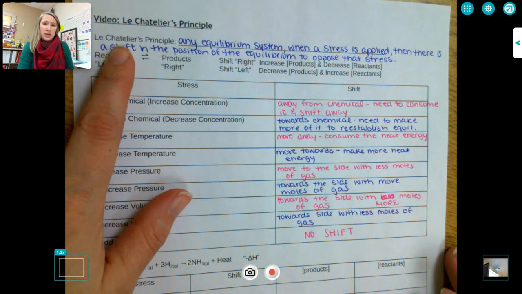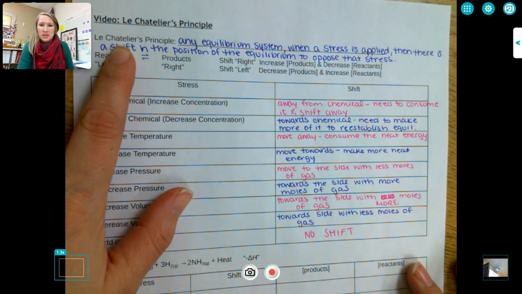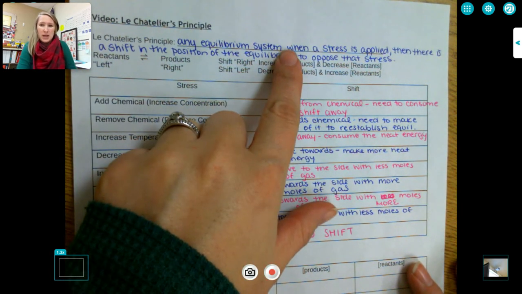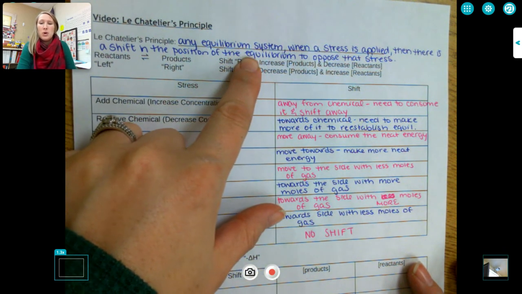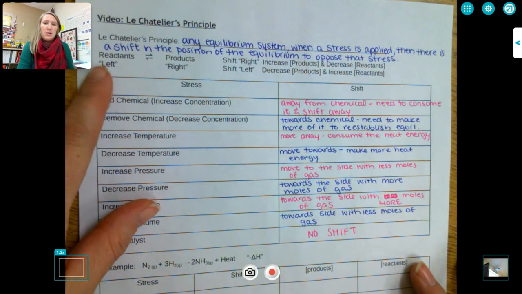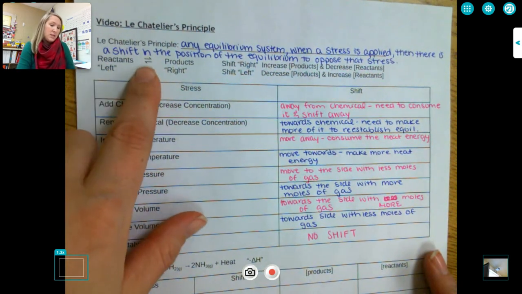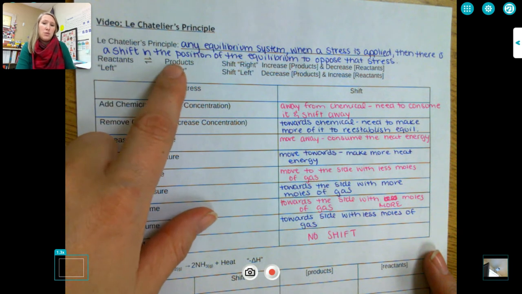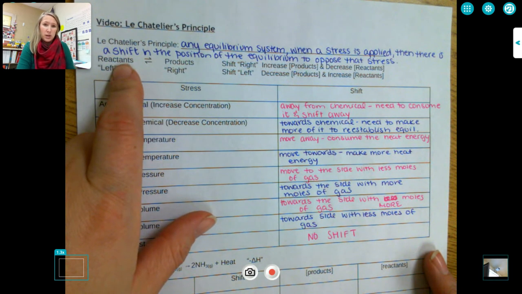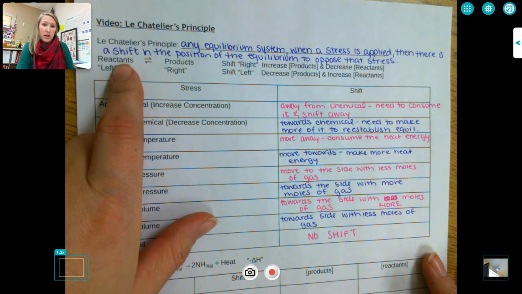According to Le Chatelier's principle, when a stress is applied to any equilibrium system, there's going to be a shift in the position of the equilibrium to oppose that stress. Remember that for an equilibrium, we have this double arrow, which means I have a rate going forward and a rate going backwards that are equal to each other. That has to do with the rates, not necessarily the amount of products.